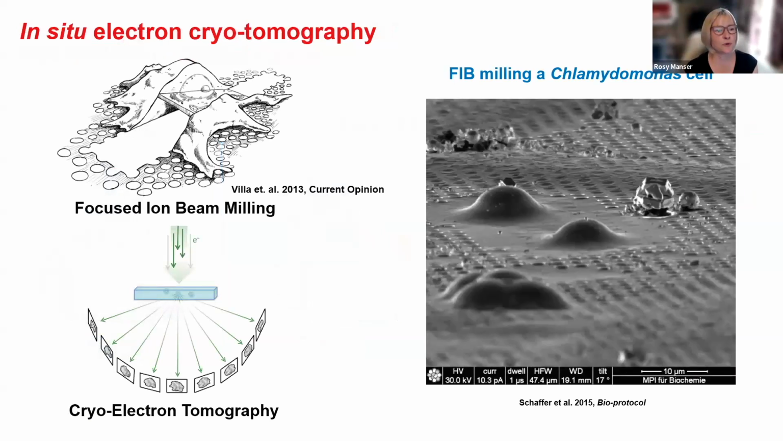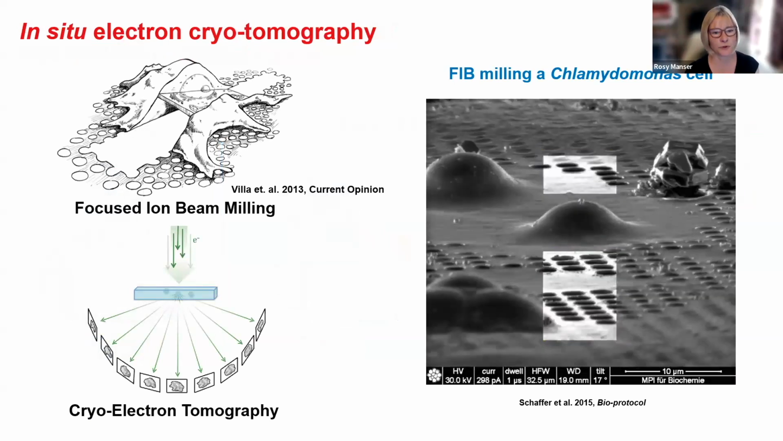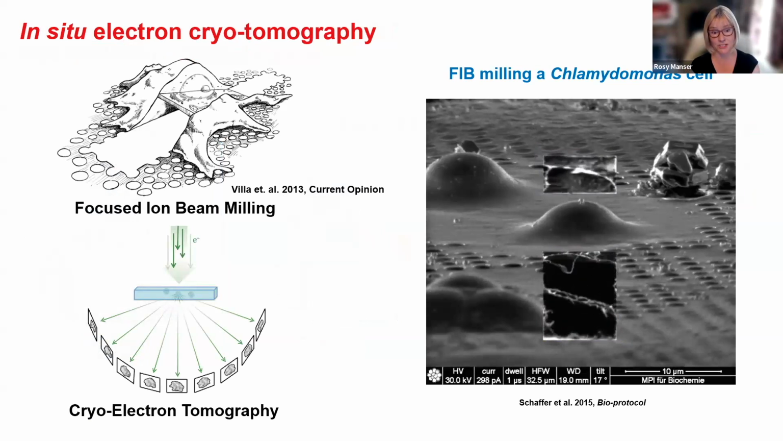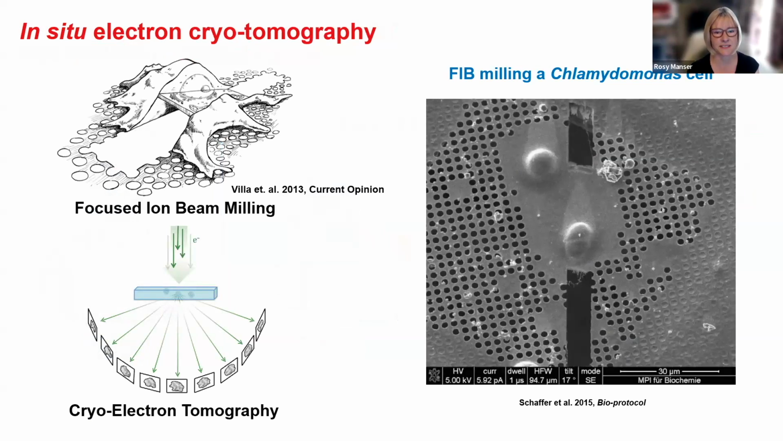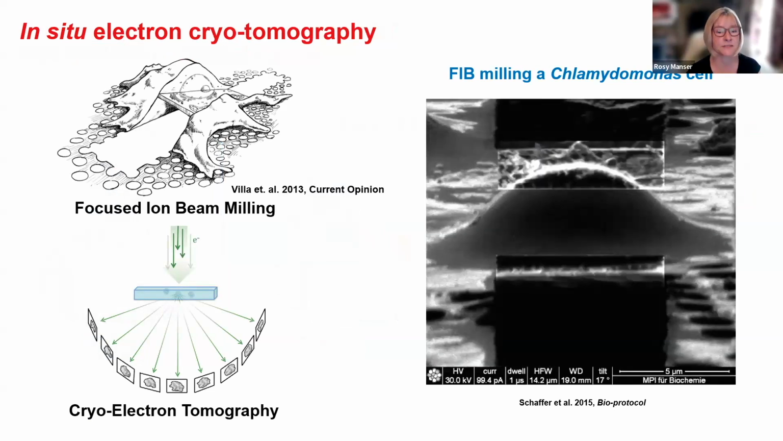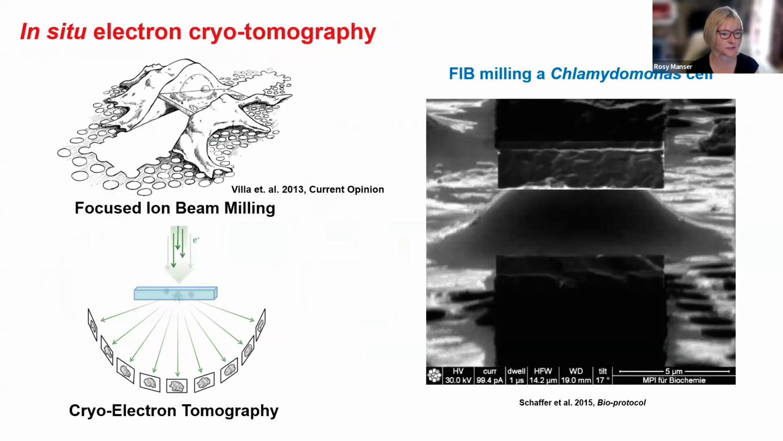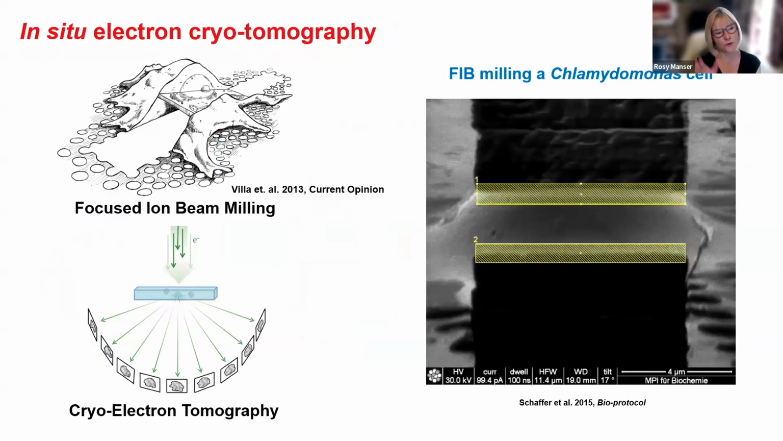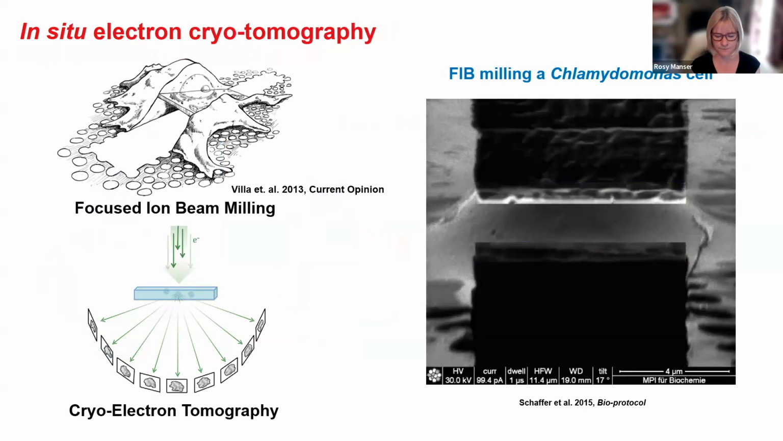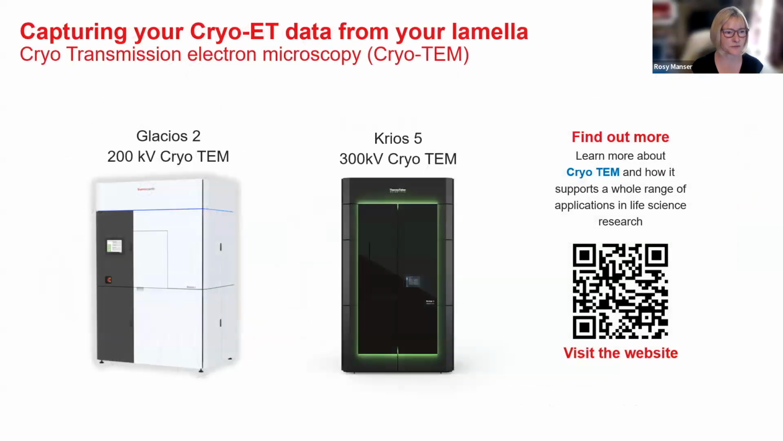So once you've generated your lamella, on the right hand side here, what you see is a lamella actually in preparation. So this is again this algae being prepared in lamella form to be able to go into the TEM. You then move your lamella into your cryo-TEM. And we have a couple of different versions of cryo-TEM, which are also suitable for being able to capture this data. We have the 200 kV Glacios 2, and we have the 300 kV Cryos. Both are fantastic for being able to make really beautiful tomography data.